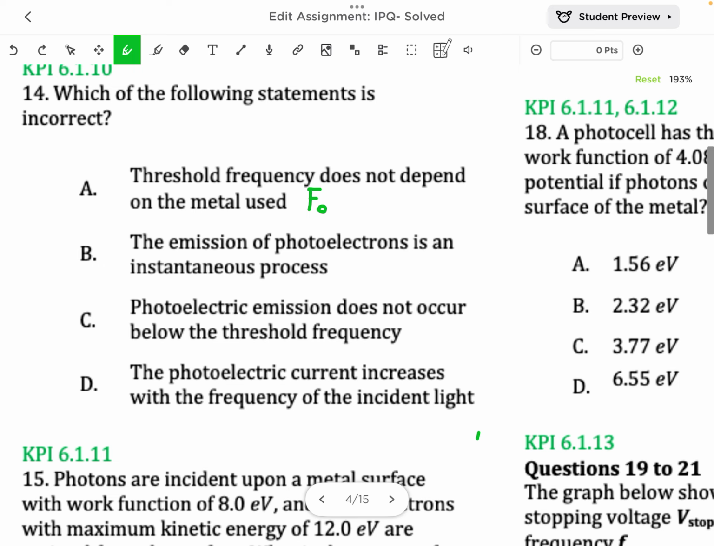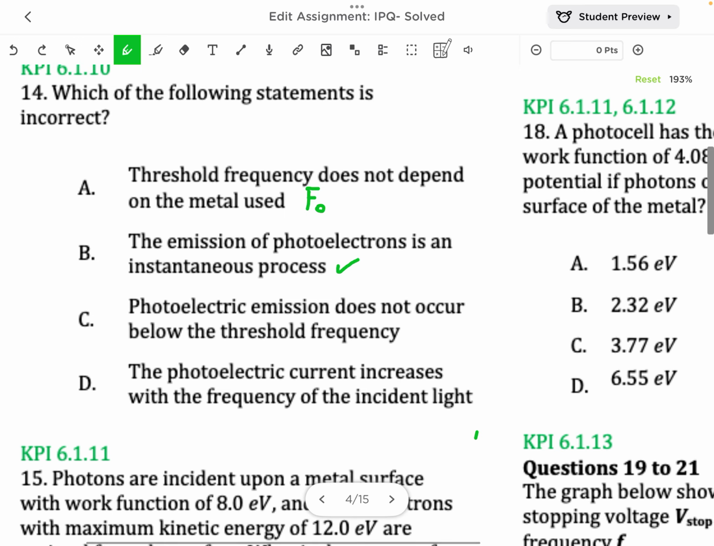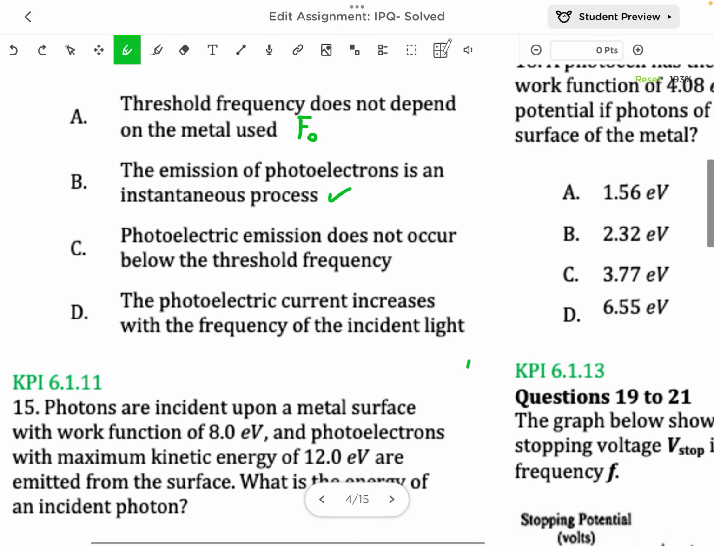The emission of photoelectrons is an instantaneous process. Yes, it is also a correct answer because it doesn't need much time. We don't wait until it is heated or anything. It is spontaneous. It is instantaneous.